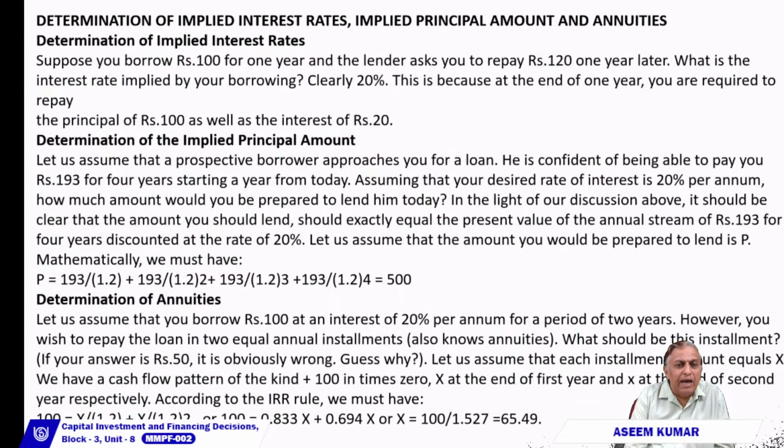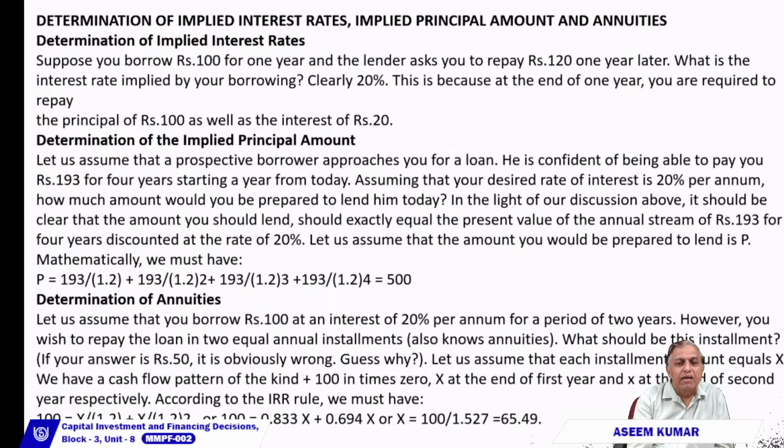Mathematically, let us assume that the amount you would be prepared to lend is P. So how does it come out to be? 193, 1.2, because 20%, and then it is raised to power 2. The same thing is raised to power 3. The same thing is raised to power 4.